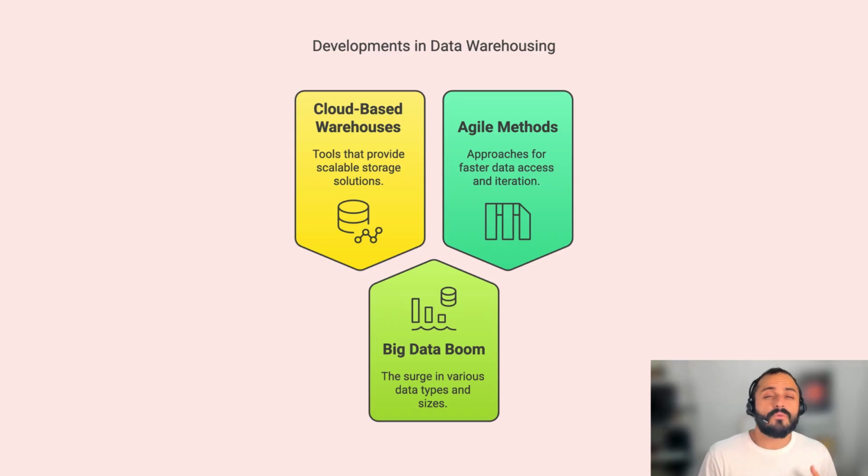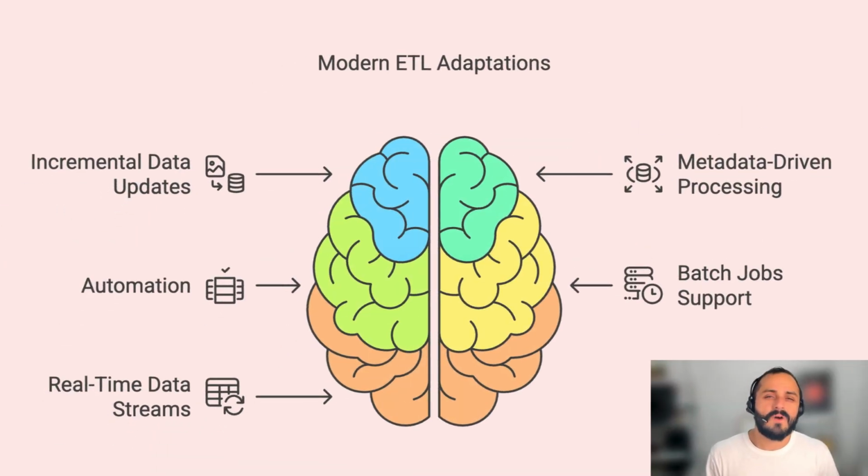Next, the explosion of big data, structured, semi-structured, and unstructured, made traditional ETL pipelines struggle to keep up. Finally, agile and lean methodologies took over, and businesses needed immediate access to raw data. The rigid waterfall-style approach of ETL no longer made sense. Newer ETL modeling methods now incorporate incremental data updates, metadata-driven processing, and automation to adapt to this fast-paced landscape. Modern frameworks need to support both traditional batch jobs and real-time data streams, ensuring flexibility across different use cases.